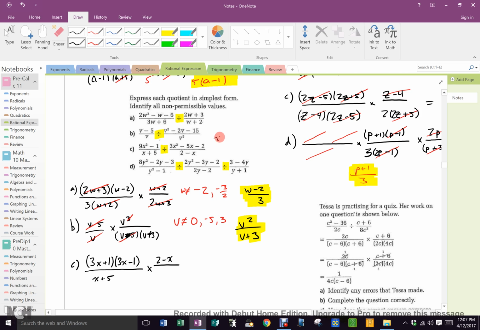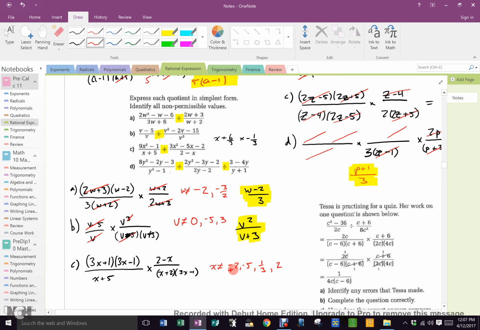That's going to be x plus 6 over 3 and x minus 1 over 3. So that's going to be x plus 2 and 3x minus 1. And then all we do is start canceling. Oh, wait, we'll do our non-permissible values first. X cannot equal negative 2, negative 5, 1 third, and 2.